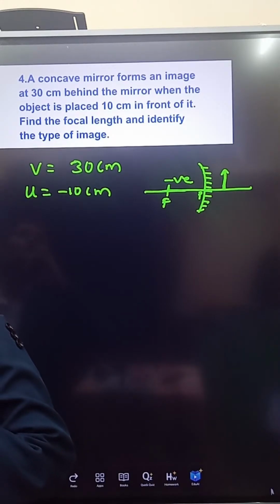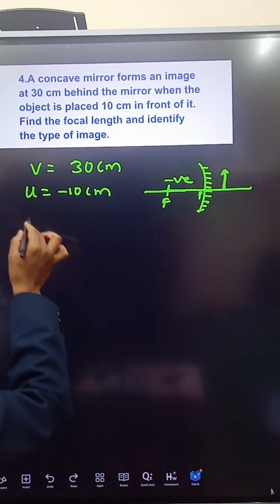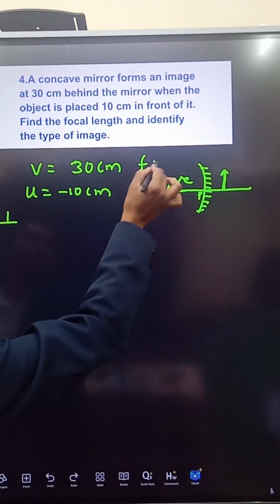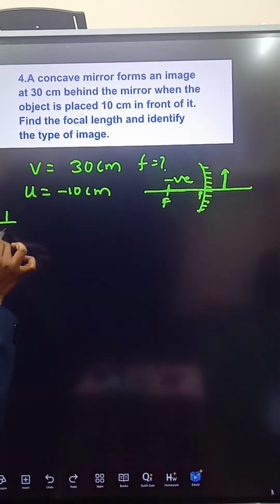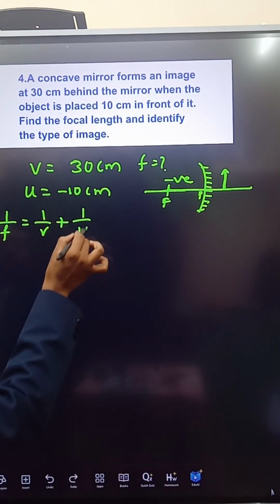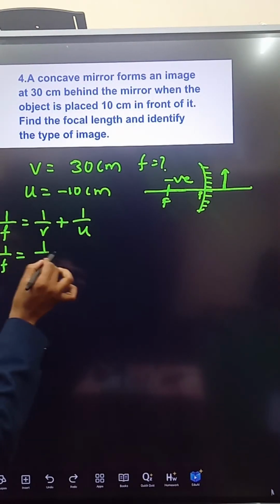A concave mirror forms an image. Now let us go ahead with this. First, find the focal length. What is given, with that we have to go ahead. Just f is what is asked. Find out this first. 1 by f is equal to 1 by v plus 1 by u, right? You substitute the values and try to find what you get.